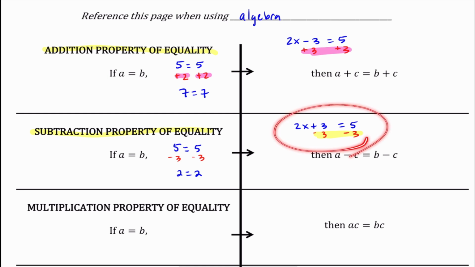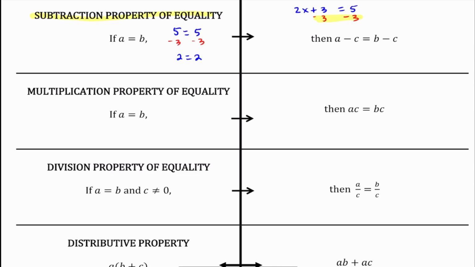For this one over here, we have a plus 3, so the opposite of positive 3 or plus 3 would be minus 3. Now let's look at the multiplication property of equality, which states that if A is equal to B, then AC equals BC. Or in other words, A times C is equal to B times C.